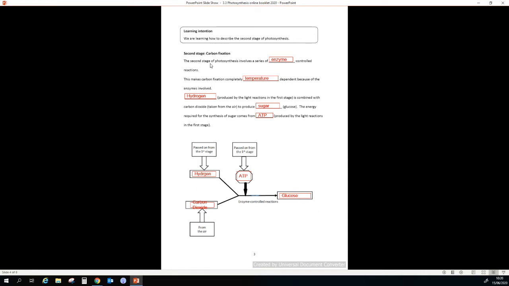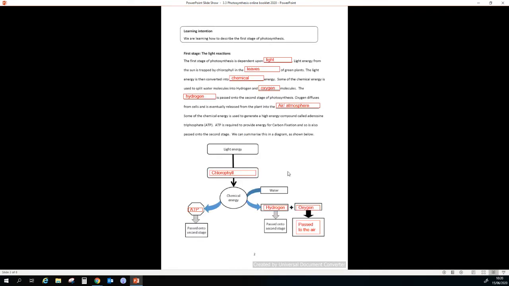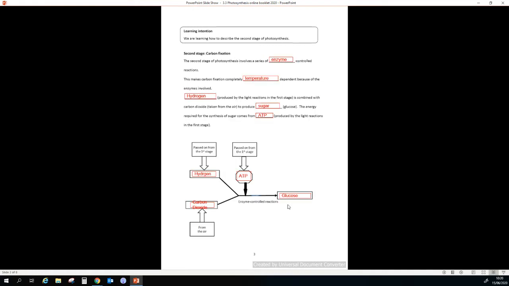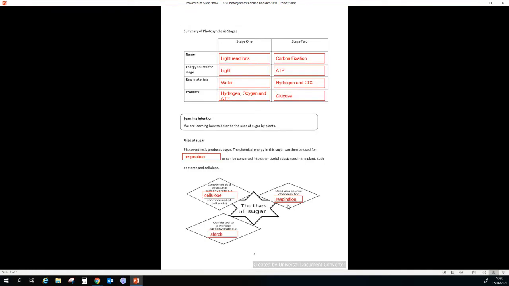So in the text, the second stage is enzyme controlled. This makes it also temperature controlled because enzymes only like particular temperatures, as we'll find out in a couple of minutes. Hydrogen from the first stage is combined with CO2, carbon dioxide, to make sugar, which again we should call glucose. The energy required for this comes from ATP, which we got from the first stage. That's one of the things the light energy was used for.